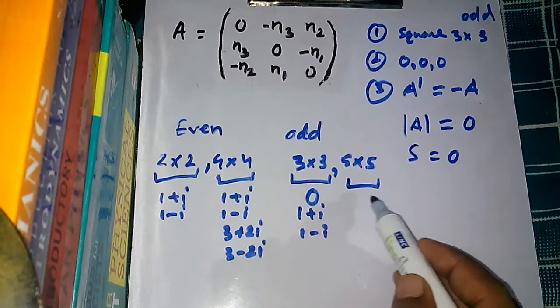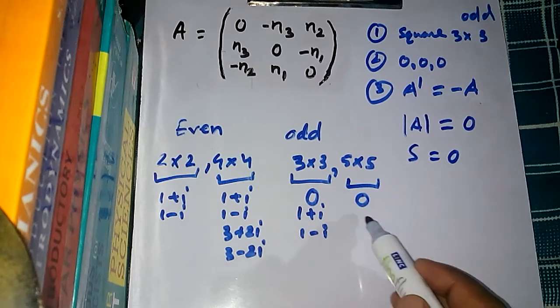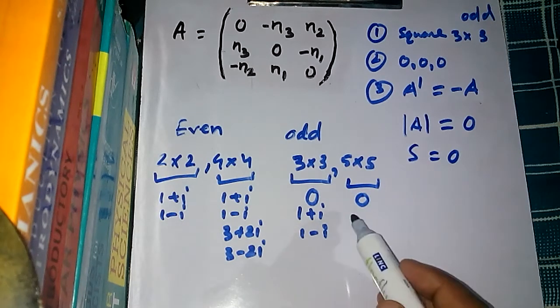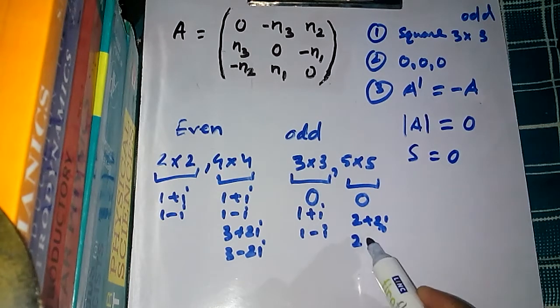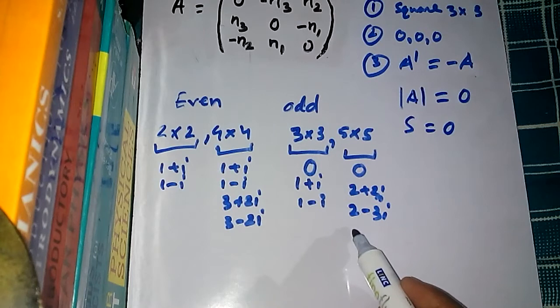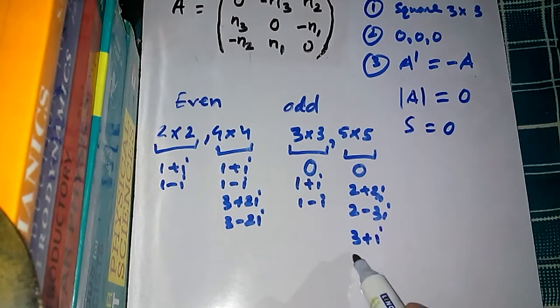For 5 by 5, similarly, one eigenvalue will be 0 and the rest 4 eigenvalues will be purely imaginary numbers. Suppose one is 2 plus 3i, then the next will be 2 minus 3i. They are in pairs. This is also something that has to be remembered. And suppose the next is 3 plus i, then it will be 3 minus i.